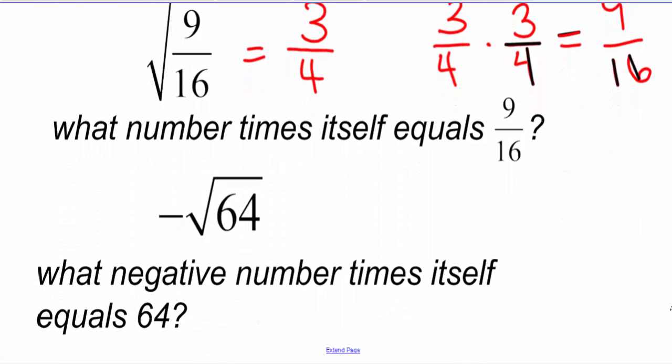And finally, I want to know what's the negative square root of 64. So here I'm asking myself what negative number times itself is equal to 64. Well, I know 8 times 8 gives me 64, so the negative square root of 64 is negative 8. Okay, because negative 8 times negative 8 will give me a positive 64.